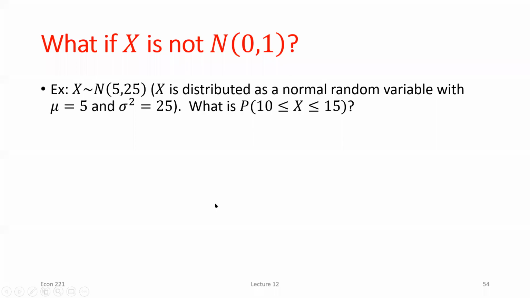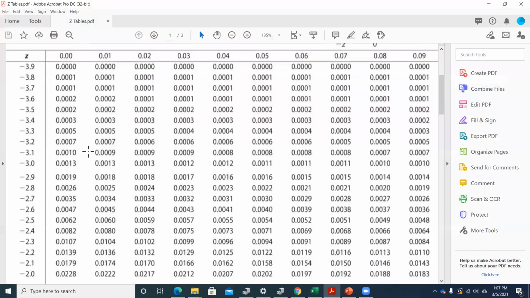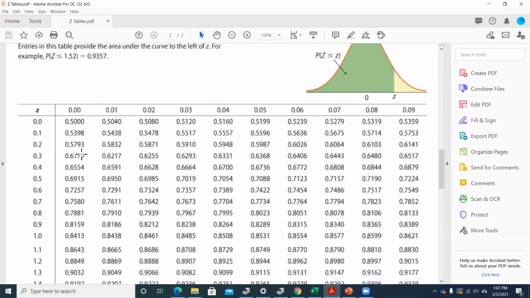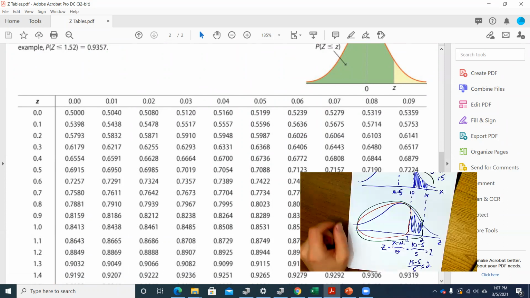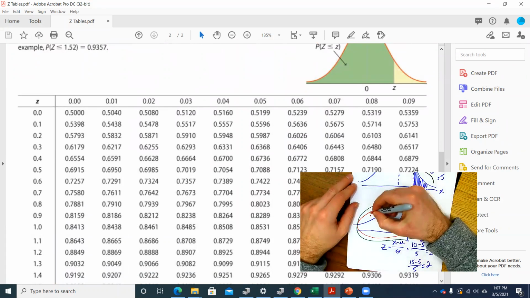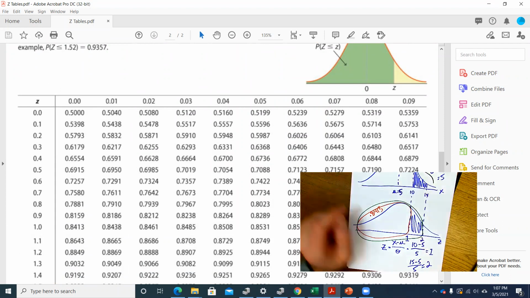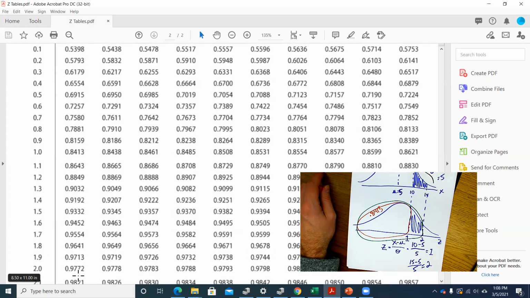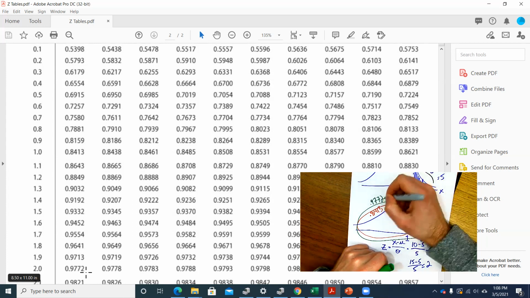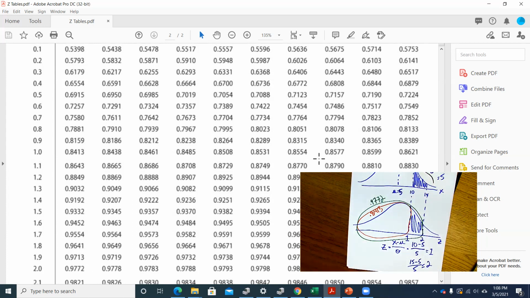So I go to my table. Scroll down here. 1.00. That's my z-score of 1. Right. So 0.8413. Or this red area, right? 0.8413 is the area to the left of that z-score of 1. If I look up that z-score of 2, so 2.00, the area to the left of that is 0.9772. So I've looked up those two z-scores.